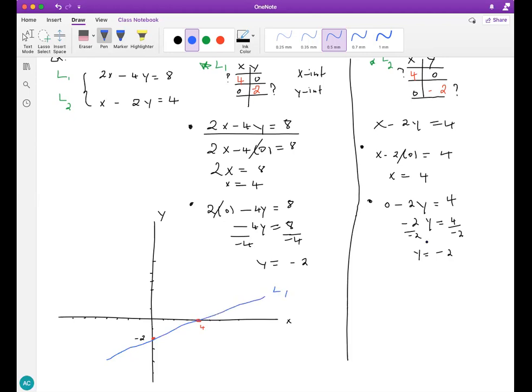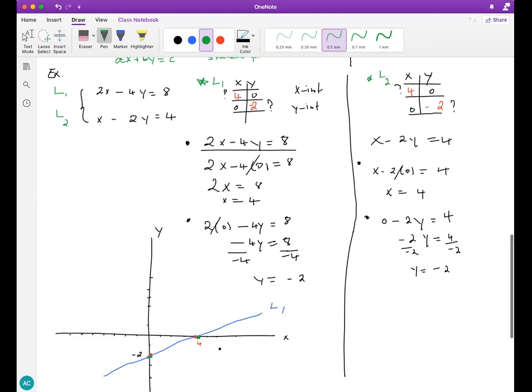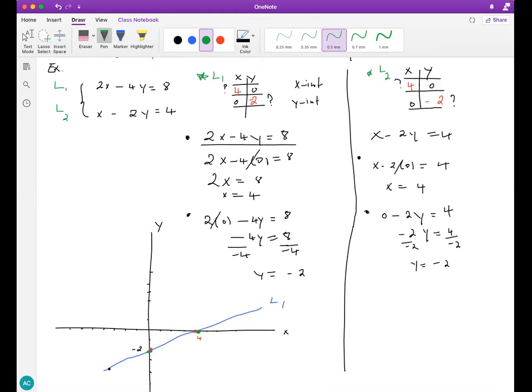So that's line 1. Now we have line 2. So line 2, we finished the table. If you notice, that's actually the same thing. That's the same line. So if you grab 4, 0, it's going to be here. And also 0, -2 is the same as this one, 0, -2. So 0, -2 again will be here. So basically, line 2 will also be the same as this line.